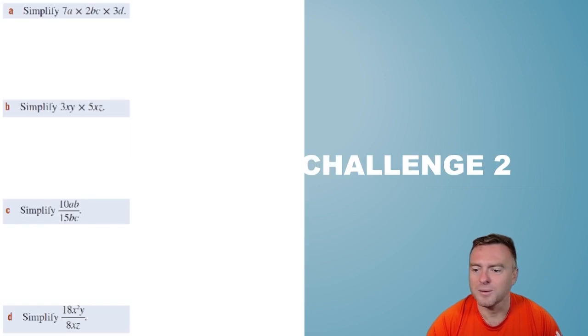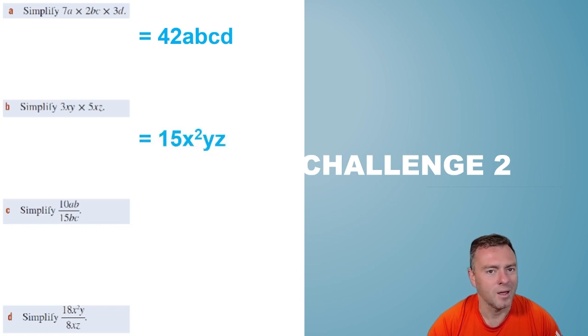So just pause the video, have a go, see if you can do these ones in your books by yourself. Okay, so for the first one, you would have 7 times 2 times 3, which gives you 42, and then you just group the letters in order, so A, B, C, D. The next one, then you've got 3 times 5, which gives you 15. Then there's an x times x, which gives you x squared times y times z.